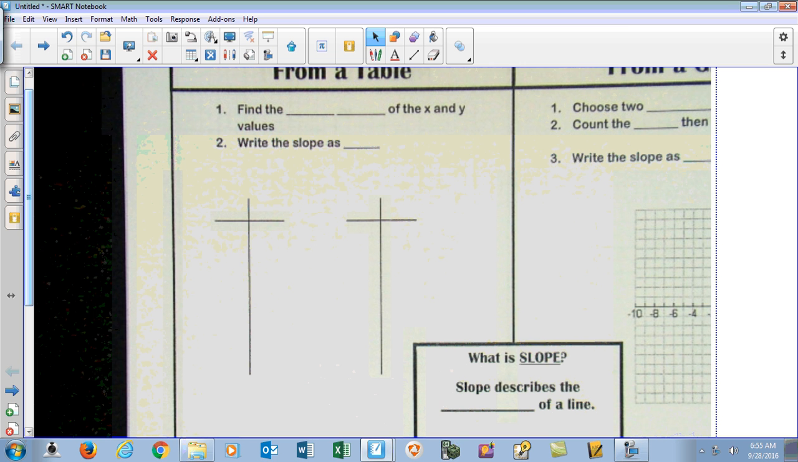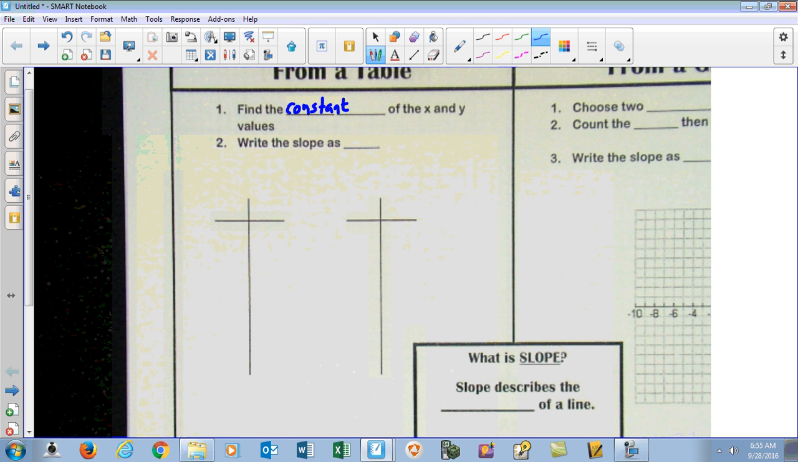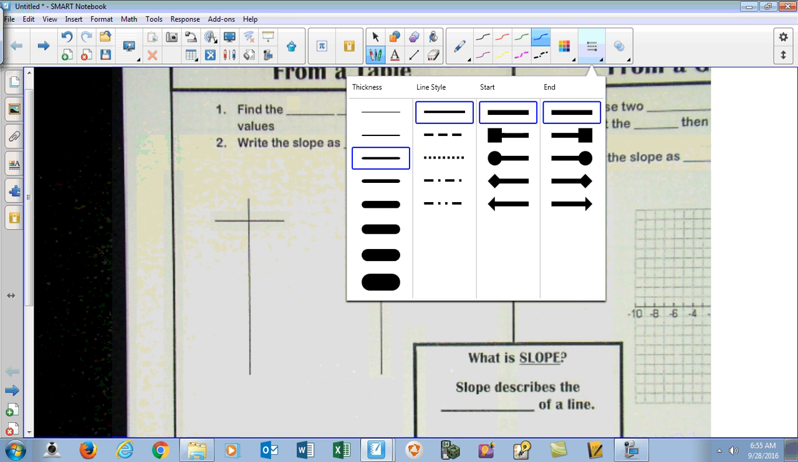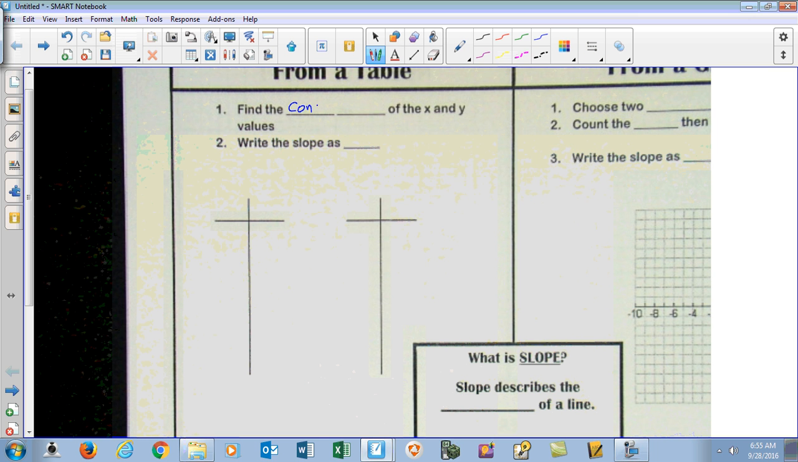So it says find the constant rate. I'll tell you what, let's make our pen a little skinnier here, that way you can actually see what I'm writing. And then write the slope as, just like the other day with the one from a graph, y over x.